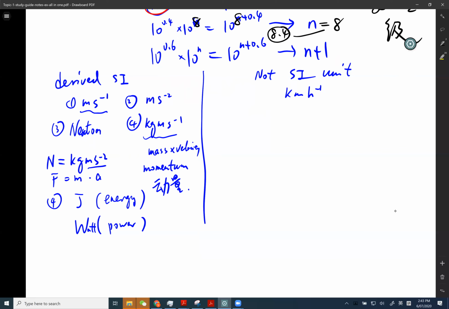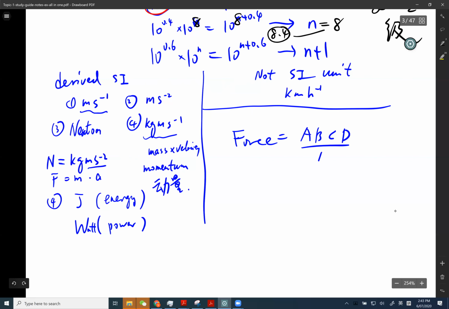Why do we need SI units? SI units are really for convenience. If you have a very long formula, force equals A, B, C over E, a lot of stuff multiplied together, and all the variables use SI units, you don't need to worry about the unit calculation. The final answer should be in Newton. So if you change everything to SI units, in the calculation there are only numbers. You don't need the unit. That's why we use SI units.